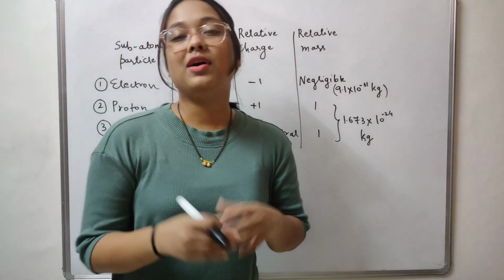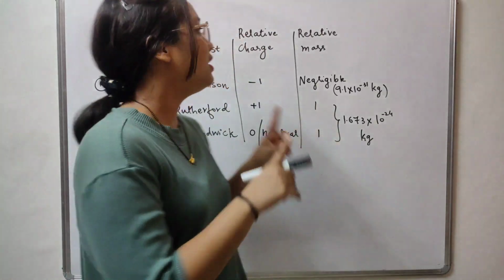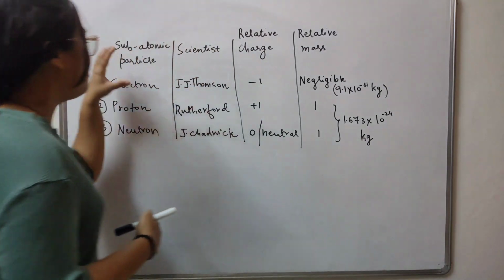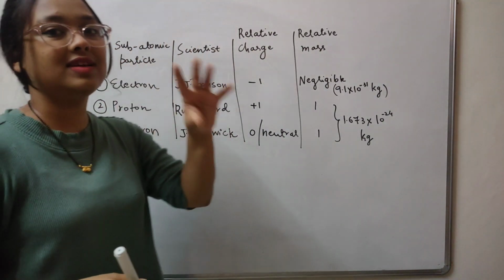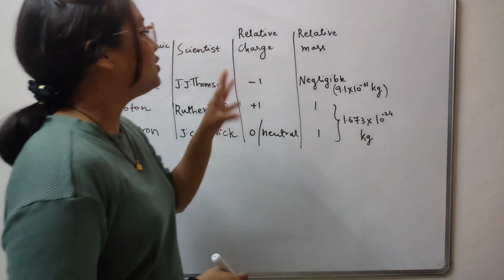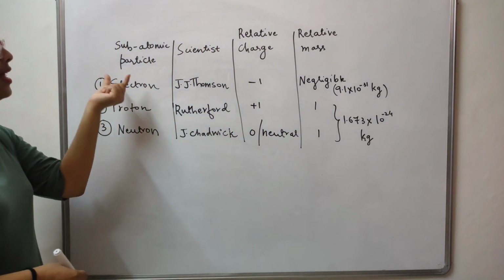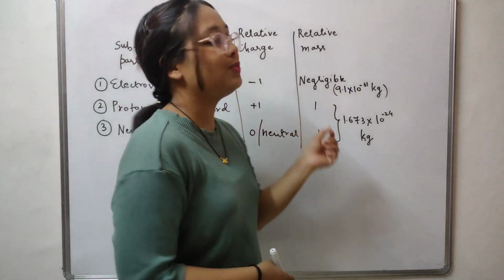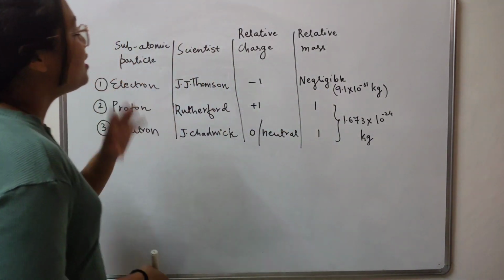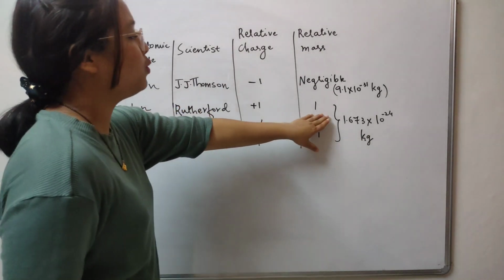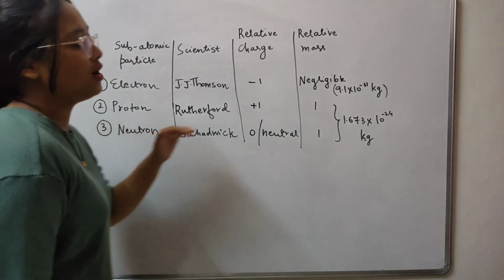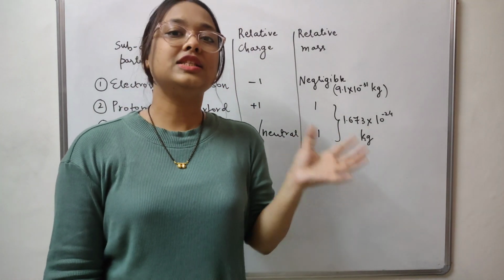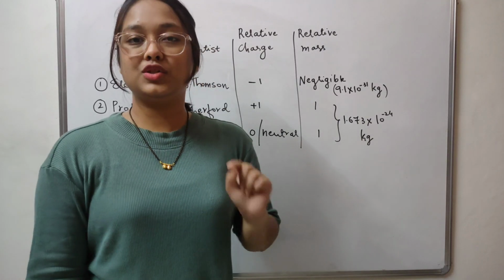And lastly, talking about the relative mass. Now, one thing to note: relative charge and relative mass are comparative values amongst these 3. Relative is a comparative value. So the relative mass of an electron, that is the mass of an electron in comparison to proton and neutron, is considered to be negligible. Whereas the relative mass of a proton is considered to be 1 and the relative mass of a neutron is considered to be 1. The relative masses, or in general the masses of protons and neutrons, are equal to one another.